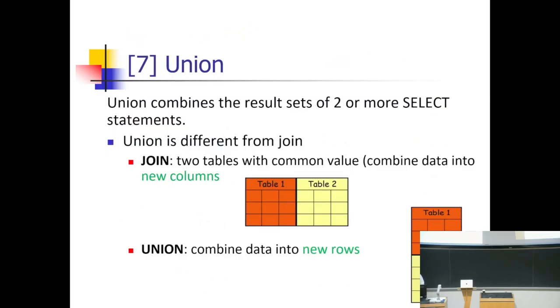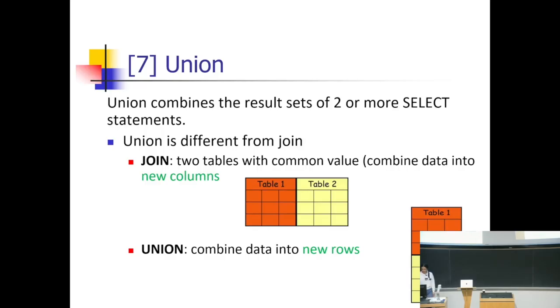And then we discussed union. So we said union is combining the result sets of two or more select statements. The thing you have to pay attention to is the difference between join and union. When you're joining tables, you're adding to the columns of your result table, merging tables using their common attribute. You're not adding to the number of rows, or the number of records you have. Whereas with union, you can see this example, this is for joining tables, this is for union between two tables. Now you're combining data into new rows.